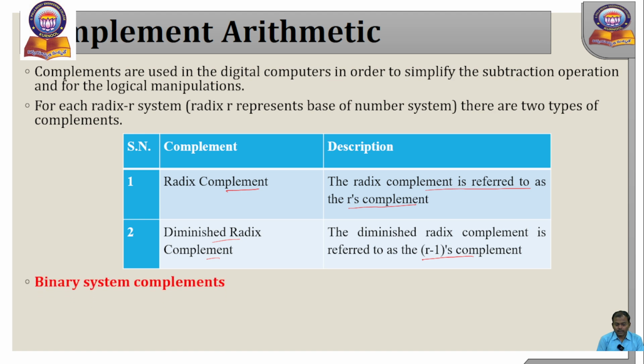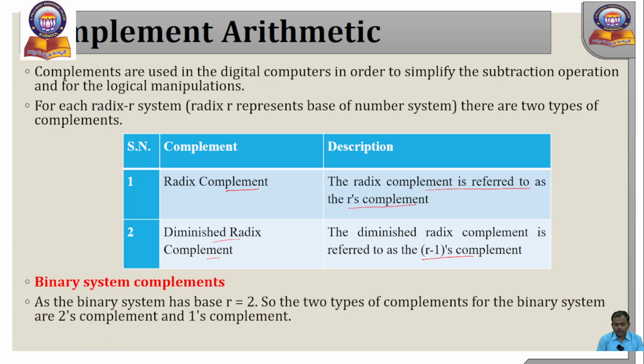For the binary system, the base is 2. So there are two types of complements for the binary number system: the 2's complement, which is similar to the R's complement because R is equal to 2, and since R minus 1 is 1, the 1's complement. The 2's complement and the 1's complement are the two complement methods in the binary system.